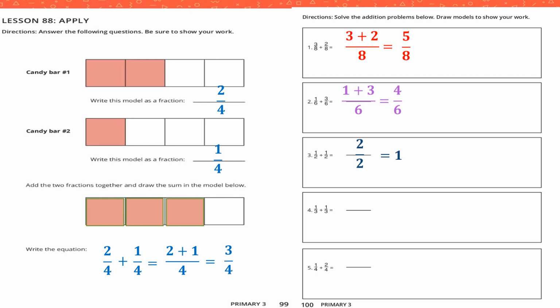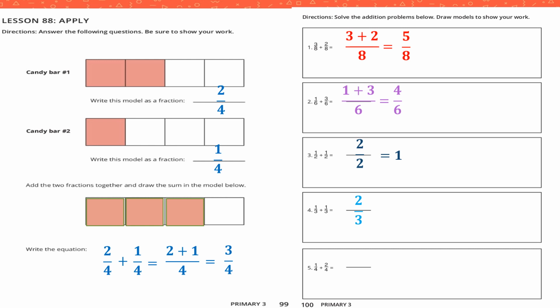Number 4, 1 over 3 plus 1 over 3. Here, don't forget, same denominators, so put the denominator as it is, 3 down, 3 down, okay? And 1 plus 1 up equals 2, so the result, 2 over 3.